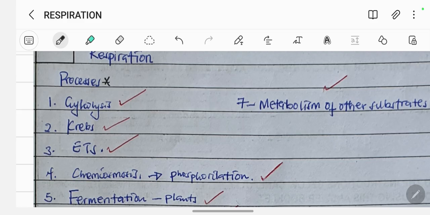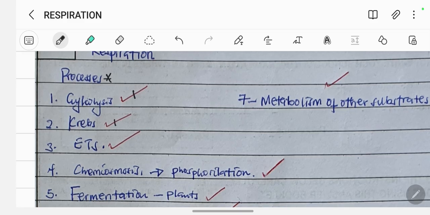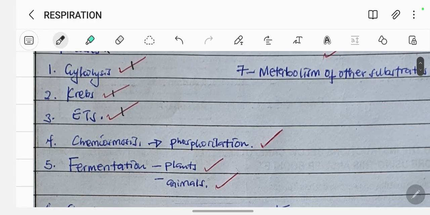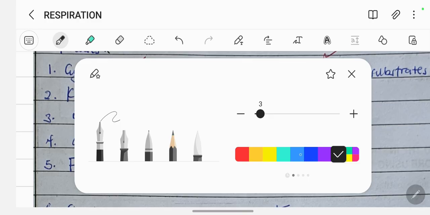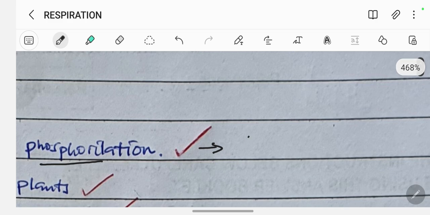You will find out that under respiration we have several processes: glycolysis, Krebs cycle, the electron transport chain, sometimes called the electron transport system. Then we have chemiosmosis, and this one will lead us to phosphorylation. Phosphorylation deals with production of ATP.